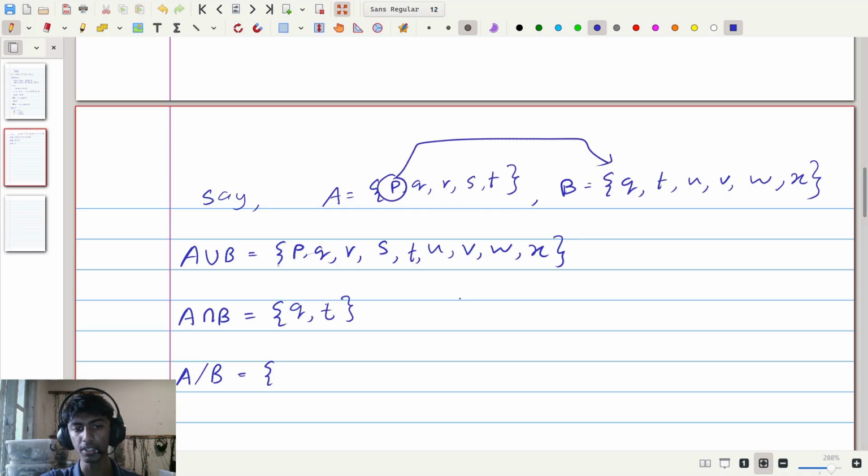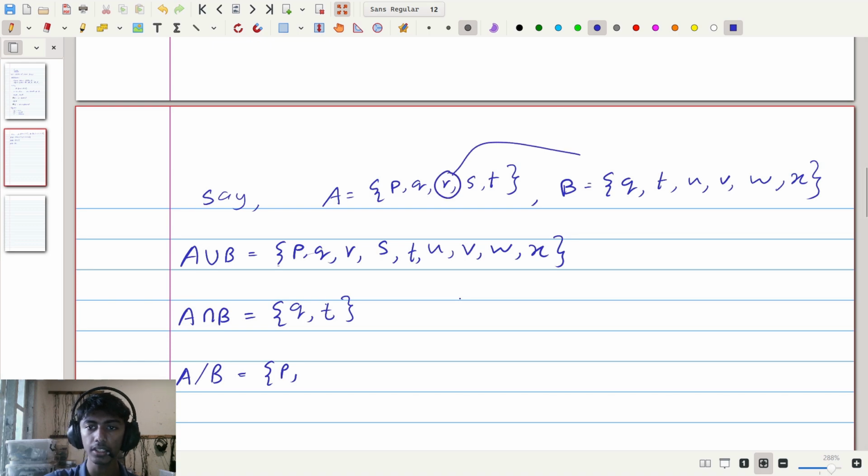P is not in B, therefore P is an element of the difference of A with respect to B. However, Q is in B, therefore it does not go into the difference of A with respect to B. R is not in B, so therefore it goes into the difference of A with respect to B. S is not in B, that also goes into the difference of A with respect to B.